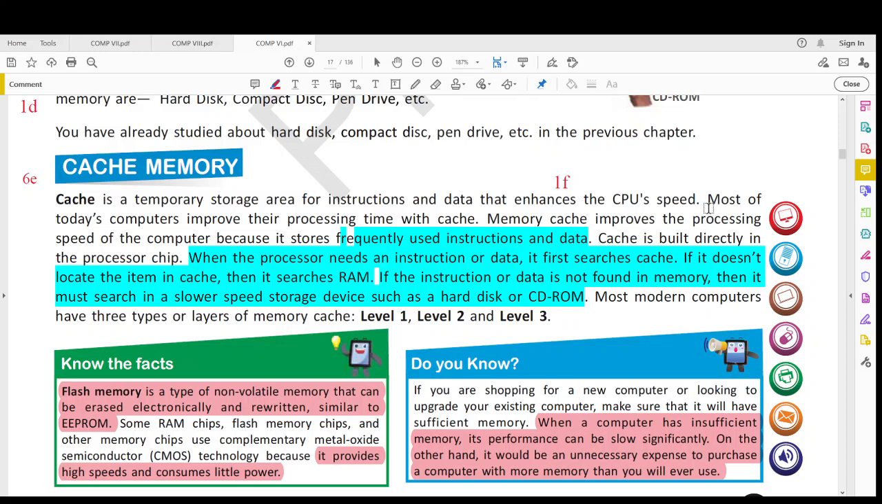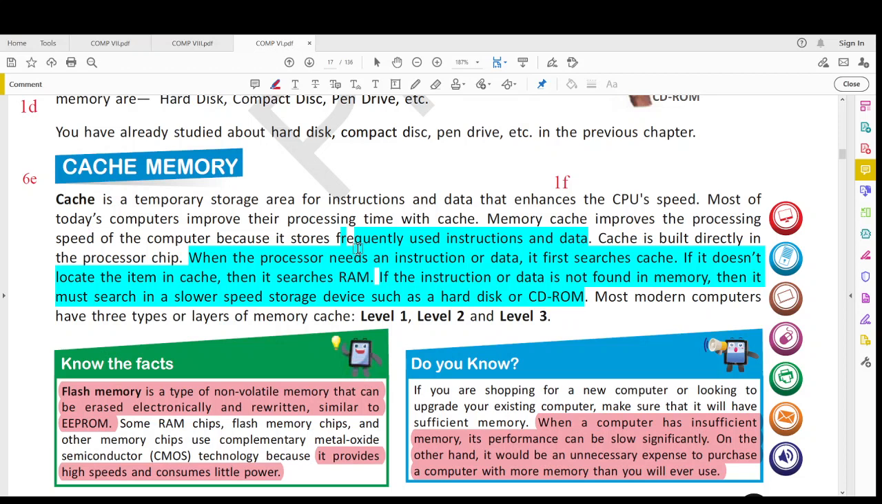So, cache memory enhances the speed of processing. CPU speed is enhanced by cache. How is it enhanced? It is enhanced because it stores the frequently used instructions and data. So whatever data and instructions are required by the processor frequently are stored in the cache itself. So it does not fetch it from the RAM or from the hard drive.